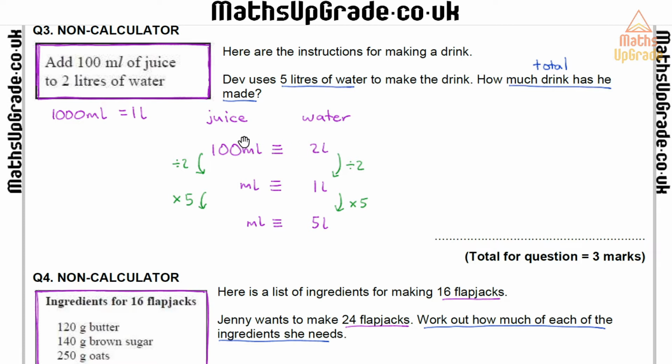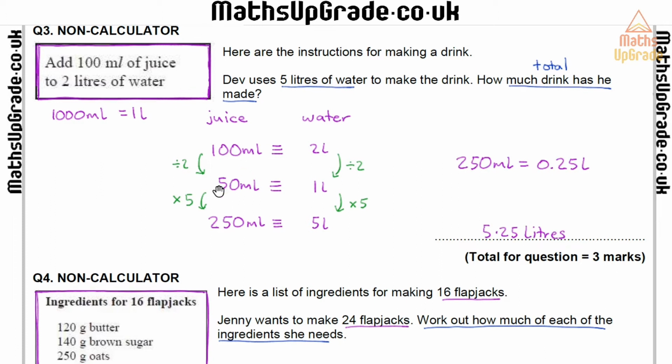So if I need to get to 5 litres of water, I need to find the highest common factor of 2 and 5. And the common factor is 1. So I'm going to go from 2 litres to 1 litre by dividing by 2 on this side. So I need to divide by 2 on this side. That'll give me 50 millilitres. Then to get from 1 litre to 5 litres, I'm going to multiply by 5 on this side, and I'm going to multiply by 5 on this side. That'll give me 250 millilitres.